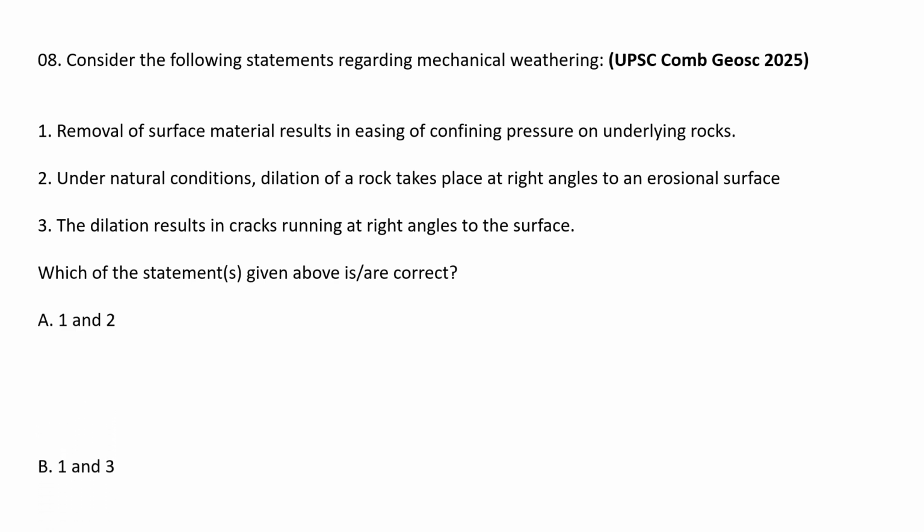A. 1 and 2. B. 1 and 3. C. 2 and 3. And D. 3 only. So the correct answer regarding mechanical weathering is both 1 and 2. A, 1 and 2 are correct because the removal of surface material results in the easing of confining pressure on underlying rocks. And under natural conditions, dilation of rock takes place perpendicular or at right angles to the erosional surface. So that's why A is the correct option.